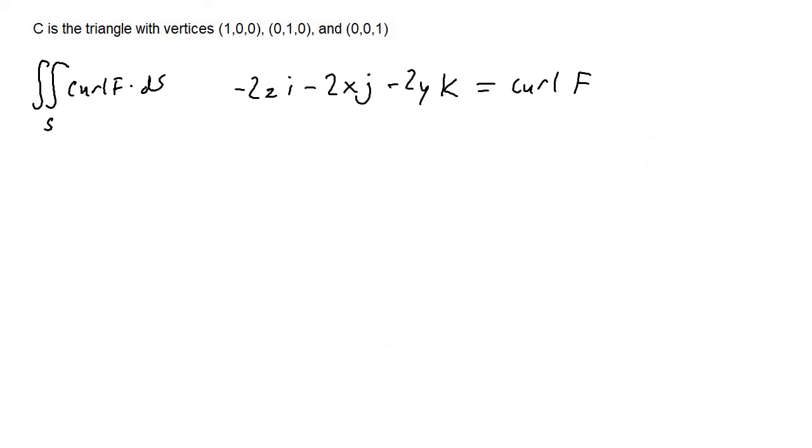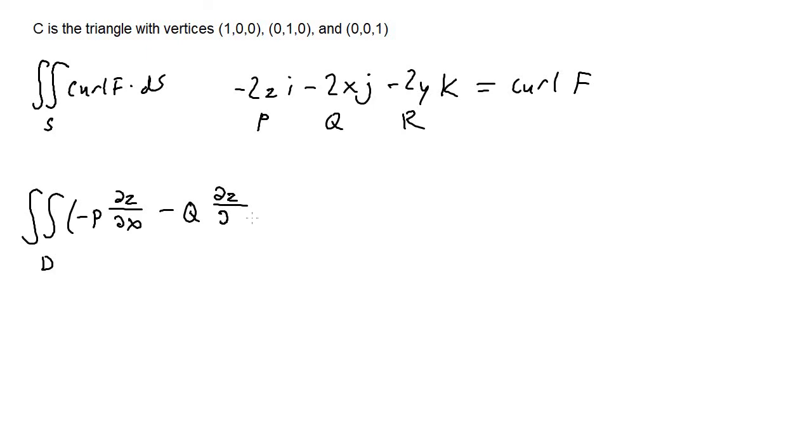So now that we have found the curl of F, we can go ahead and label out P, Q, and R. So P is just going to be the function in front of the i vector, Q is going to be the function in front of j, and R is going to be the function in front of k. And so the formula, once again, in order to evaluate this double integral, is going to be the double integral over the region D of negative P times the partial derivative of z with respect to x, minus Q times the partial derivative of z with respect to y, plus R, times dA. So realize that we have already found P, Q, and R.